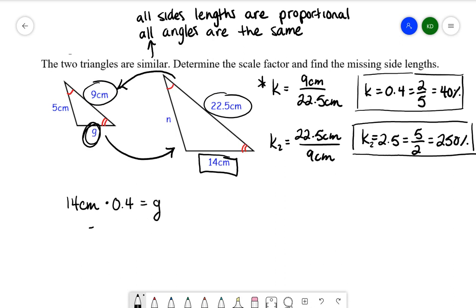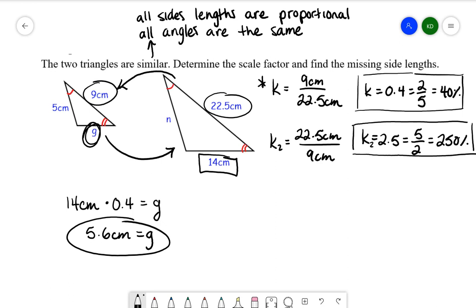When I multiply these together, I get 5.6 centimeters is equal to g. And so what that means is that 5.6 centimeters is 40% of 14 centimeters. And so we have reduced this size to 40%.